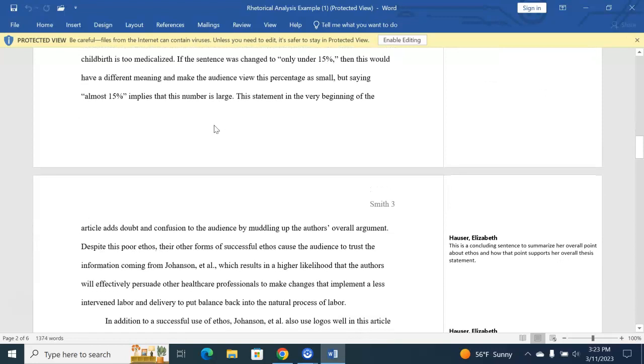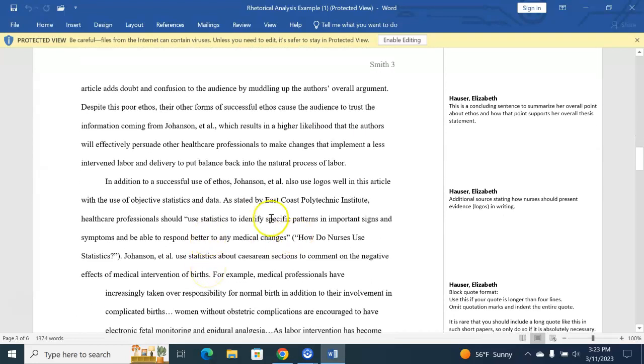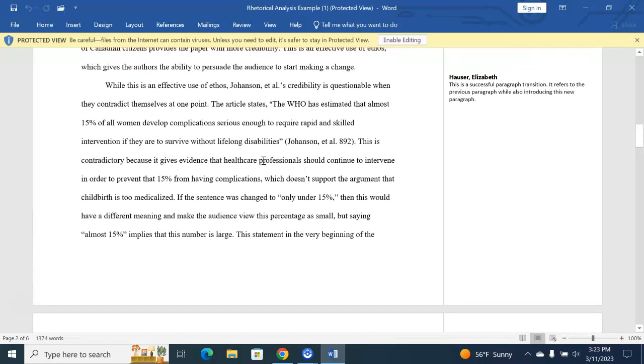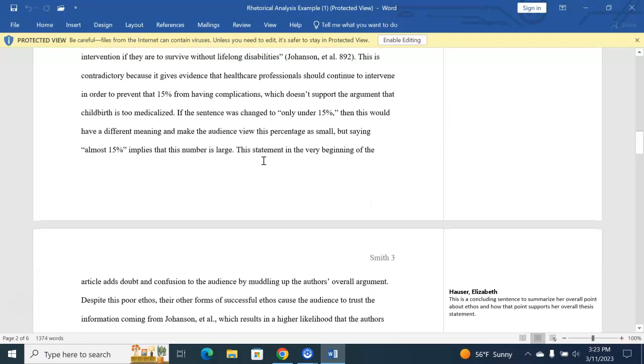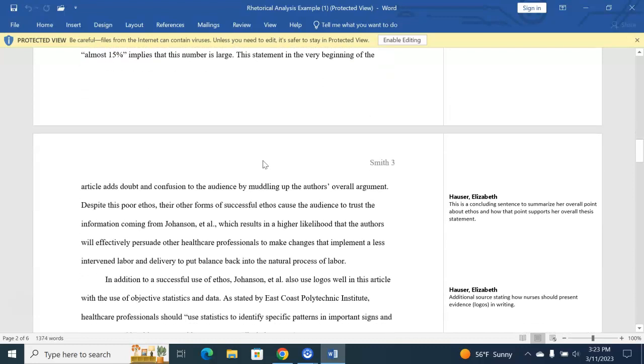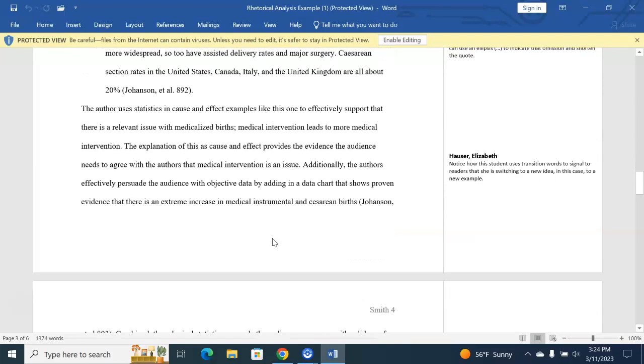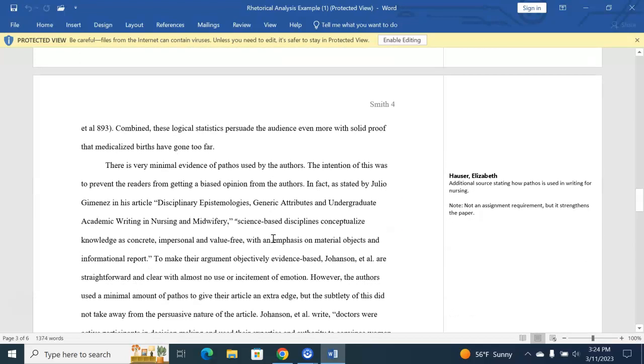Then we conclude, we come down and we look at logos. So we actually have 3 paragraphs, if you read through this, that are dedicated to ethos. So this particular author clearly thought that ethos was important. Then we address logos in the next section of the paper. Finally, we have a paragraph on how pathos is minimally used.